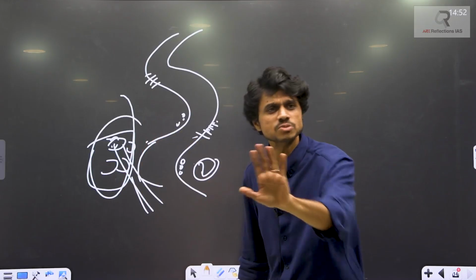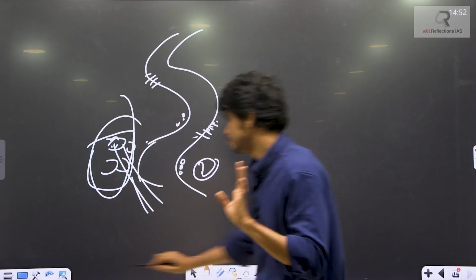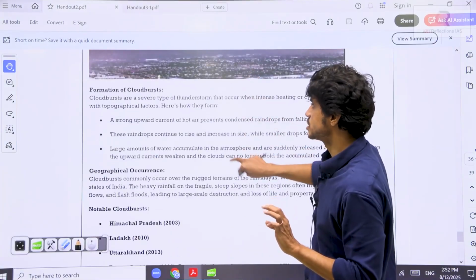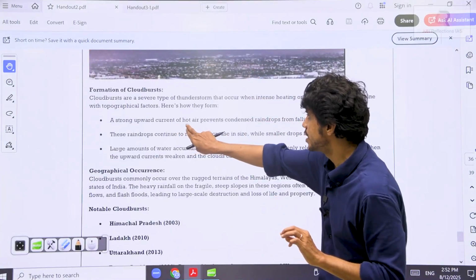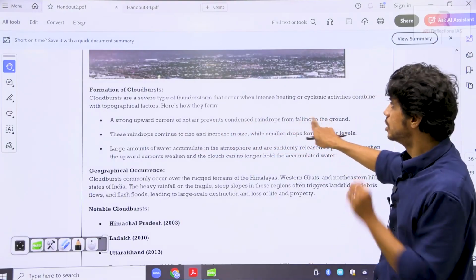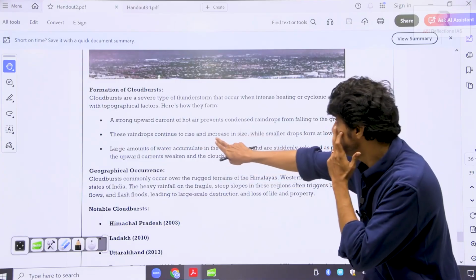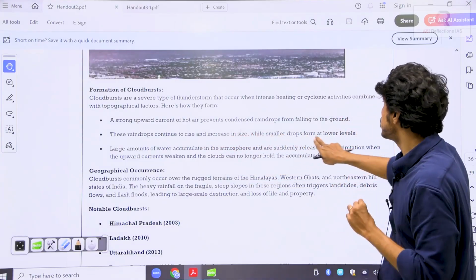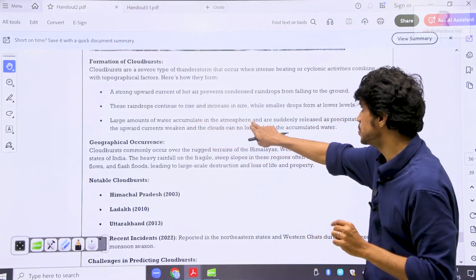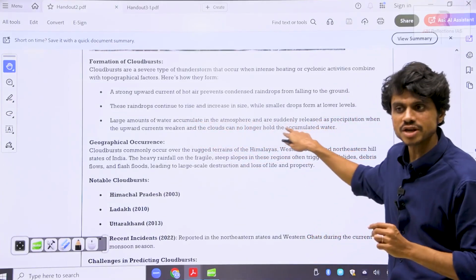Okay, so thunderstorms, are we clear so far? Now this is a cloud burst. See, the formation of a cloud burst. A strong updraft of hot air prevents the condensed raindrops from falling to the ground. These raindrops continue to rise and increase in size while smaller drops form at the lower depths. A large amount of water accumulates in the atmosphere and is suddenly released. This is what I said.